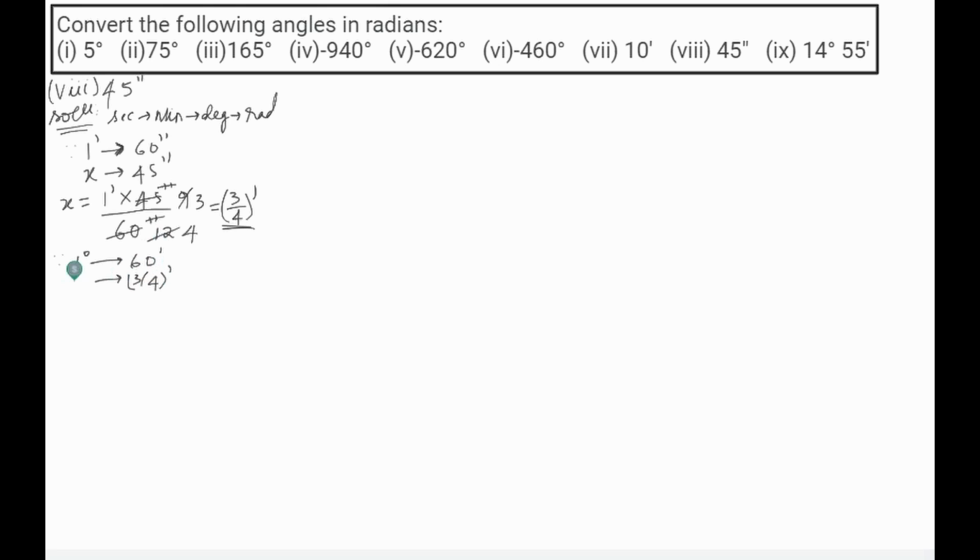So let this be x. When we cross multiply this, we get x is equal to 1 degree into 3 by 4 minutes divided by 60 minutes, which is equal to, so here minute unit and minute unit cancel out each other. So we have 1 degree into 3 divided by 4 into 60. So 3 into 20 is 60. So we have 1 by 80 degrees. The last step is to convert this degree to radians.